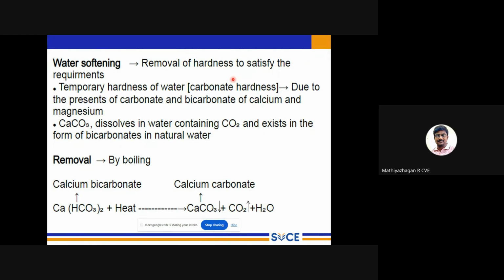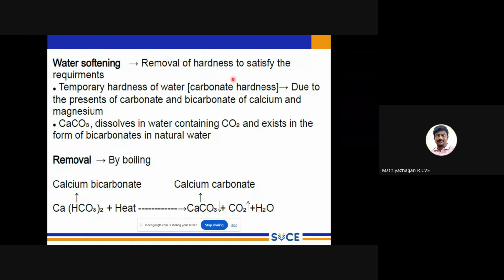So first, water softening. During the conventional treatment, we are removing only the suspended solids present in the raw water. For domestic use, that conventional treatment alone is enough. But for industrial feed water, or where we have to improve the quality of the water based on our requirements, we go for the advanced water treatment. In that, the first one is water softening, that is the removal of hardness from the water.